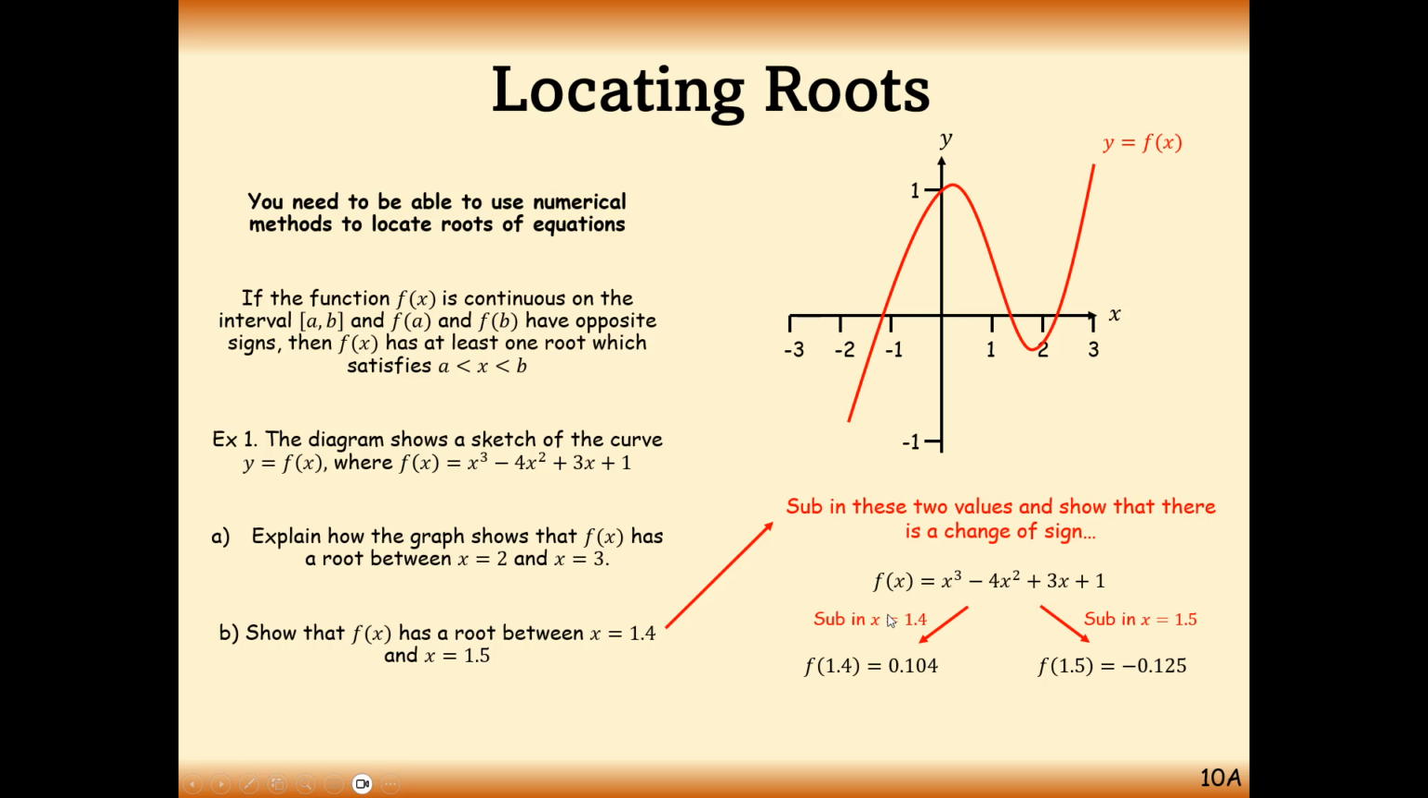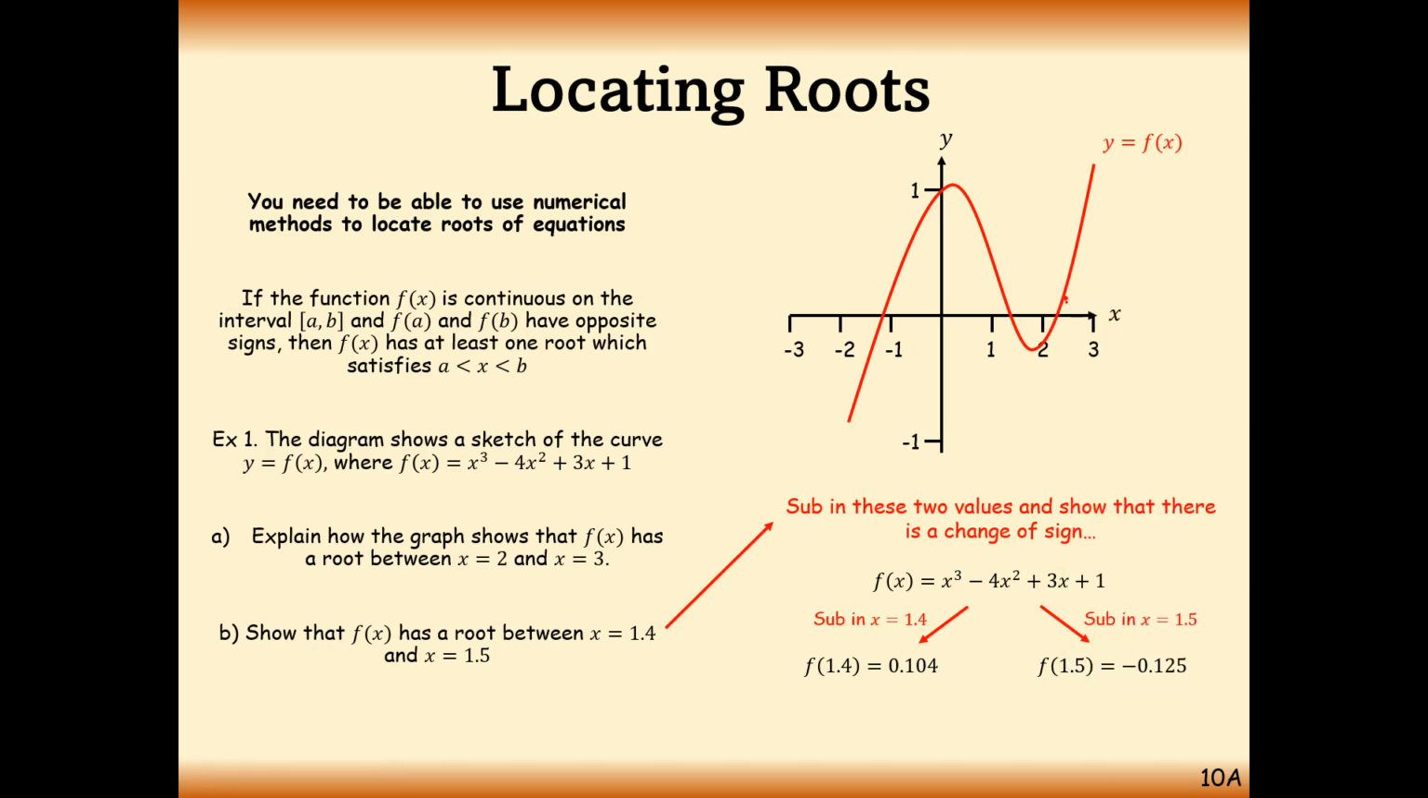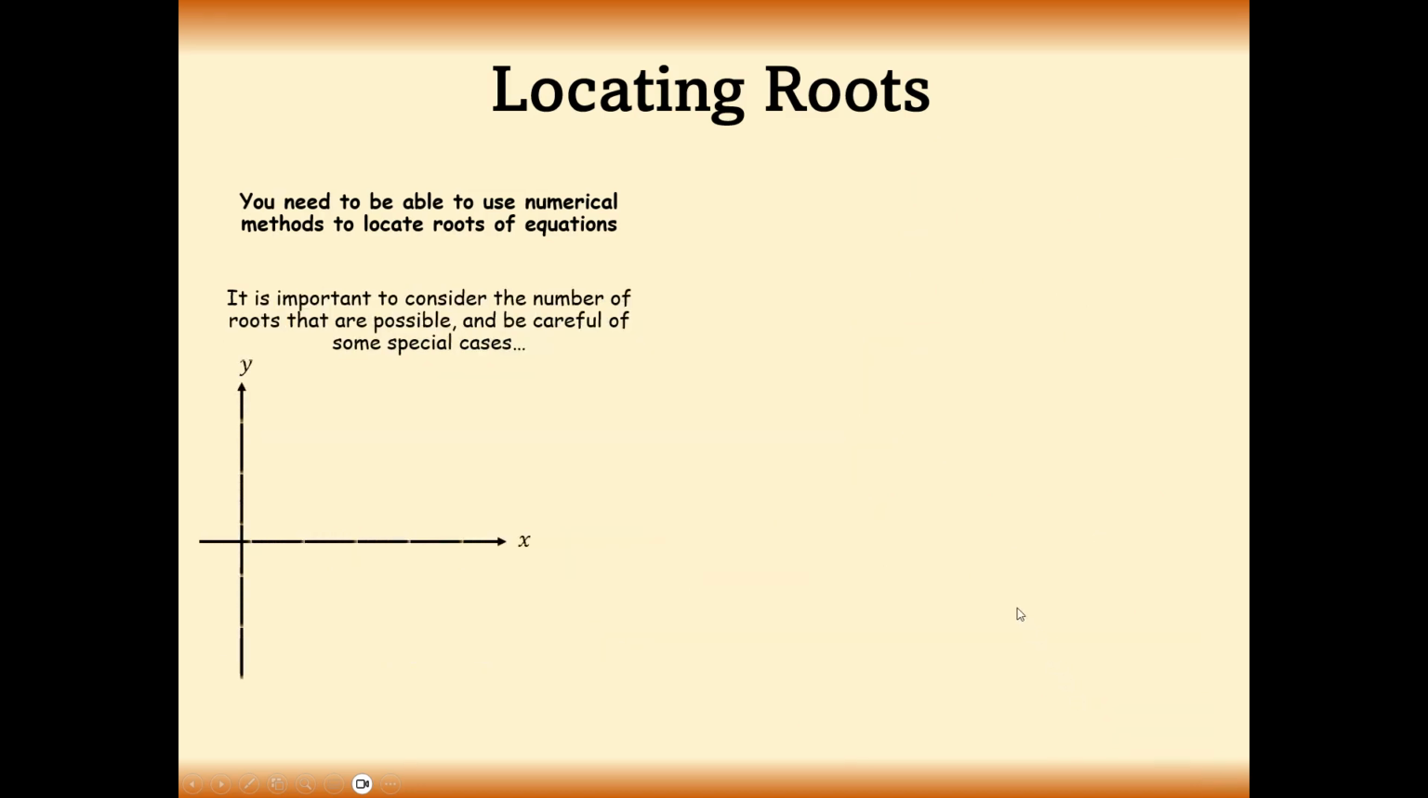And that's not surprising because we evaluated the function at some x value to the right of the root and at some x value to the left of the root. So it's not a surprise that one of the answers is positive. This change of sign is in fact enough to show that we have a root between 1.4 and 1.5. Let's look at the next part.